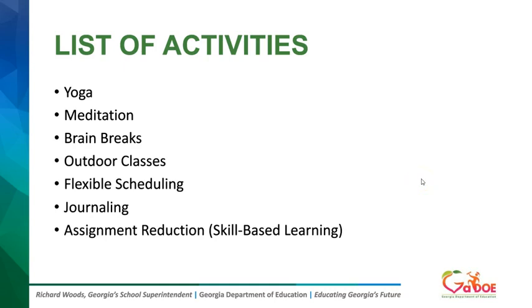So, a list of activities. We're going to look at yoga and meditation. We're going to talk about some brain breaks and maybe some brain break ideas. Outdoor classes, I'm a fan. Flexible scheduling, which I think is super important. Journaling, as well as maybe reducing assignments or really focusing on skill-based learning and how that can impact the students. We're going to talk about the first few in this video, and then we're going to dive more into the flexible scheduling and the skill-based learning, because that's getting a little bit more to the academic side, in part two of this video.